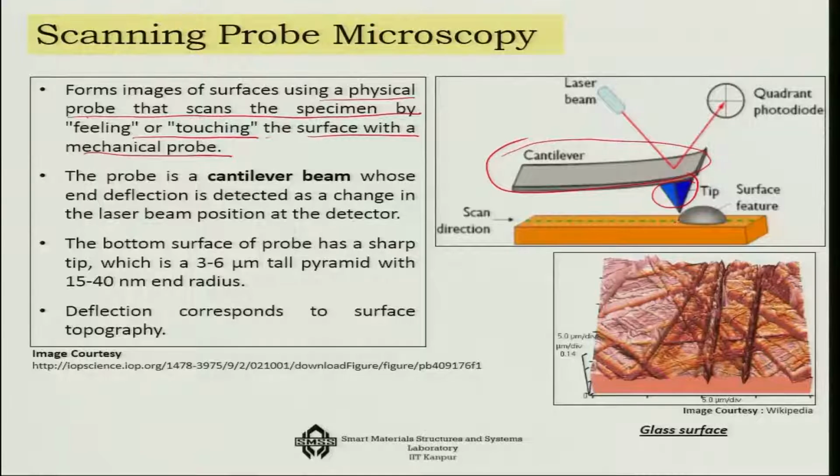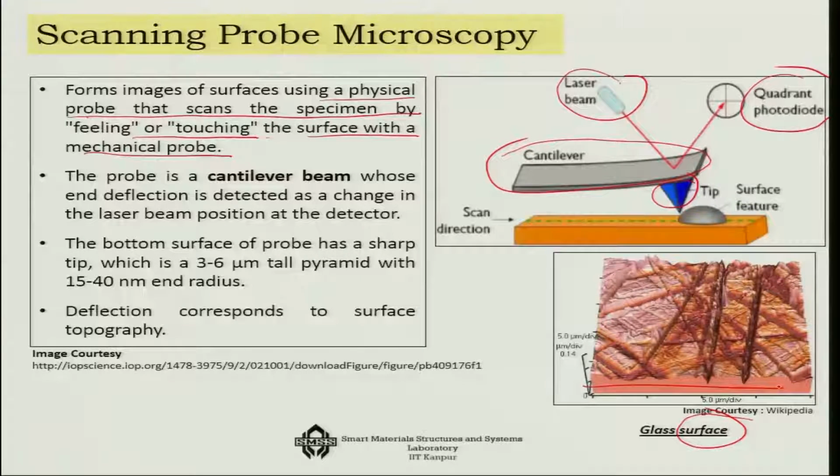A material has many kinds of undulations if you look at it. So, what is it going to do? It is going to touch it, and as it is touching, its deflection is changing, which is picked up by the laser beam. The light then goes to the quadrant photodiode, which is very highly sensitive, and from the deflection it finds out the nature of the surface of the sample, like this type of surface.